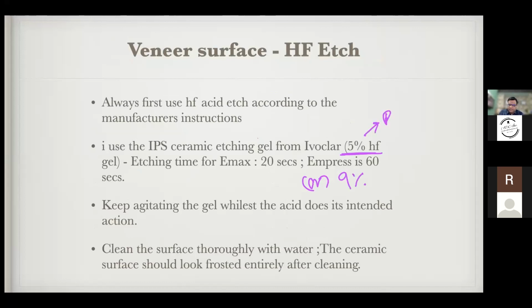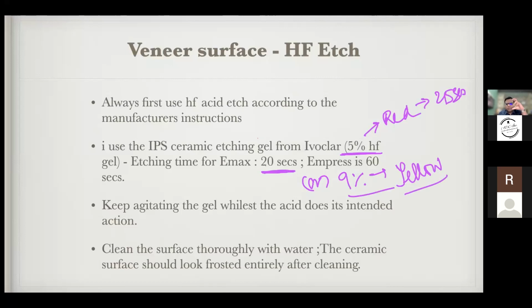5% comes in red, 9% comes in yellow, making it easier for you. So when you use the 5% on Emax, you use it for 25 seconds. For 5%, 25 seconds, and for 9%, 20 seconds. Do not over etch. Just use it for the apt time.